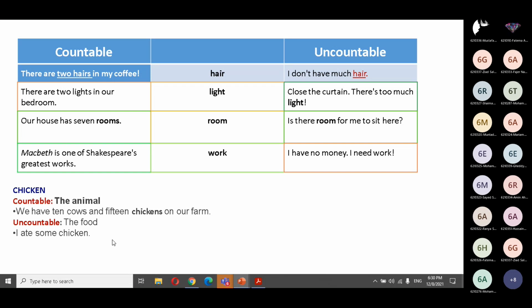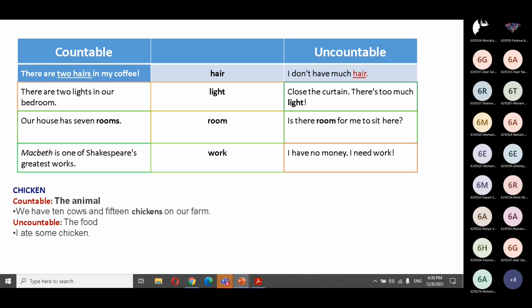Chicken, chicken. When we use the word chicken, we can use it countable or uncountable. لو انت بتربي دواجن مثلا، نقول عندي كام؟ We have 10 cows, 15 chickens on our farm. يقدر يعدهم. This is countable.